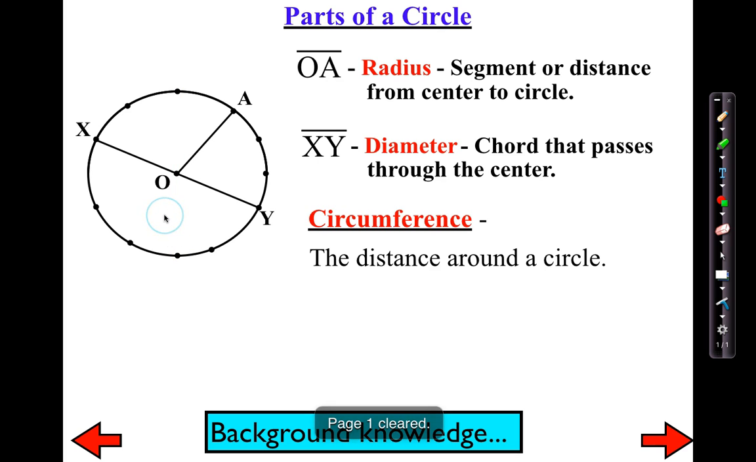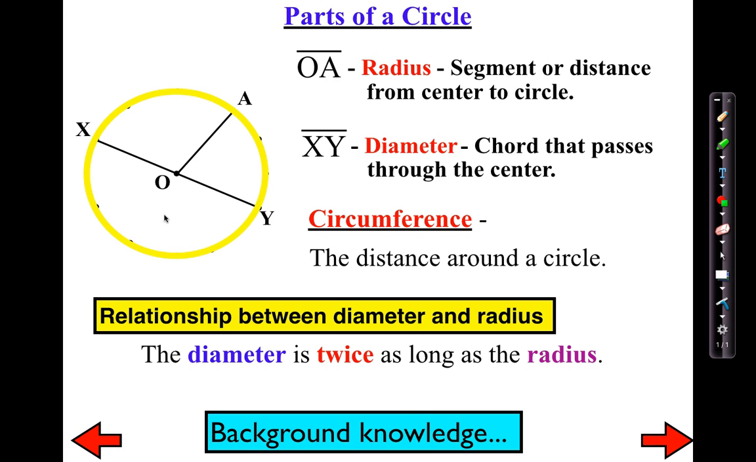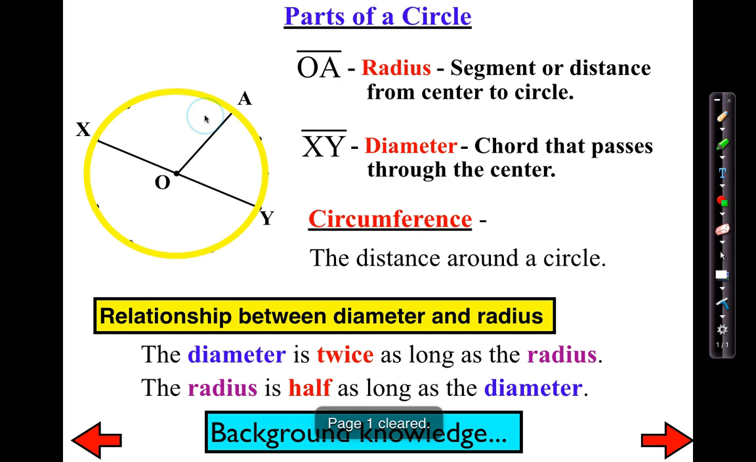Okay. So circumference, just a quick reminder, is the distance around the circle. So this yellow line here indicates the circumference of the circle given. And the relationship between diameter and radius is the following. The diameter is specifically twice as long as the radius. We can even see that here. If we consider this the radius, you're going to notice it takes two of them, one here and another here, to make up the entire diameter. Or you could think of it as the radius is half as long as the diameter, like so.